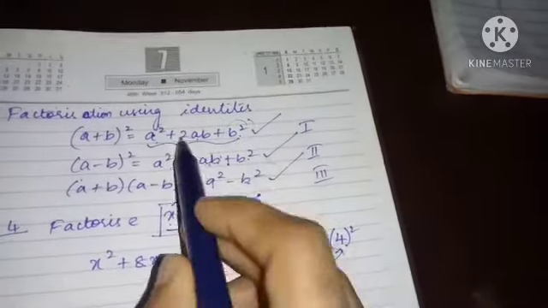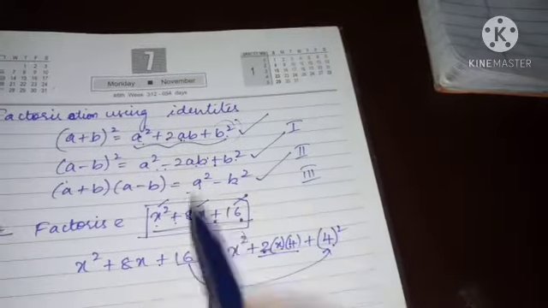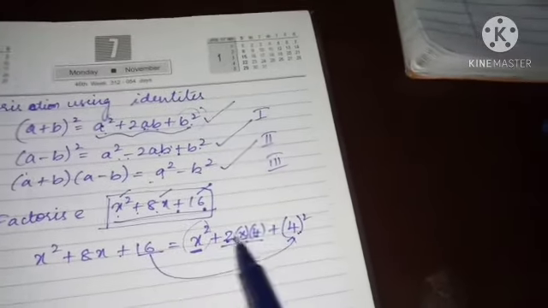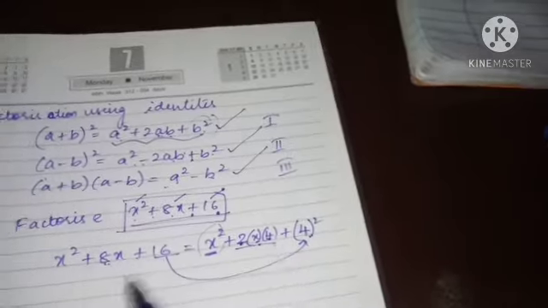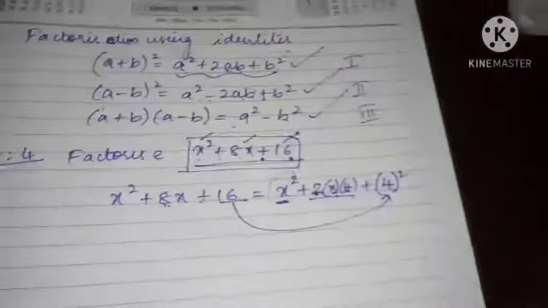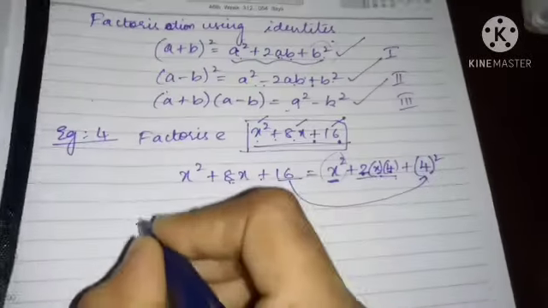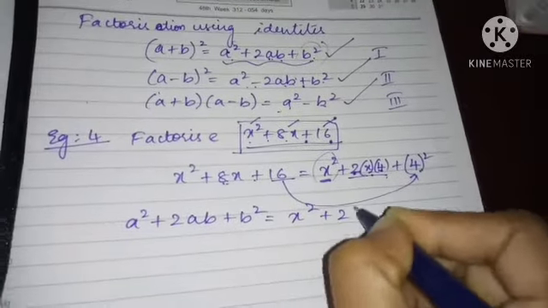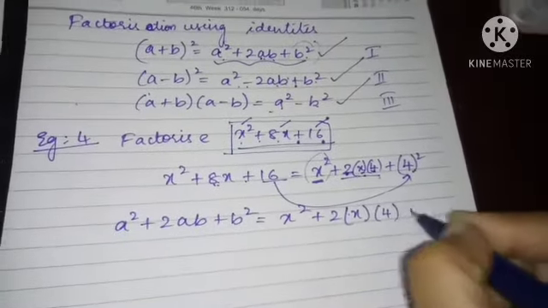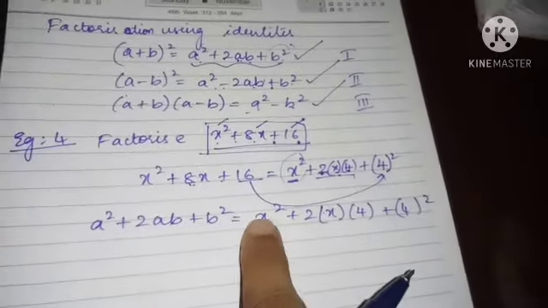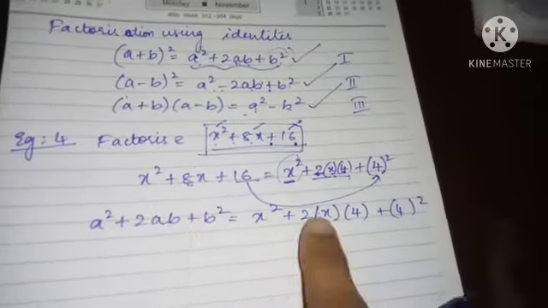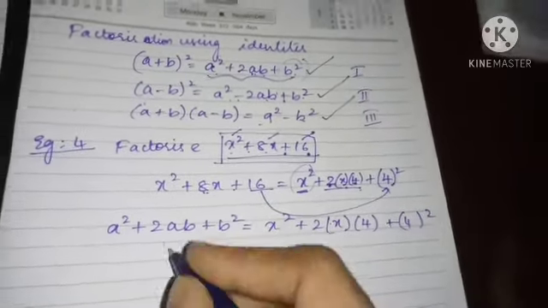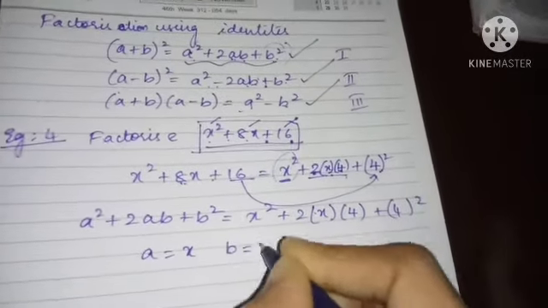See children, 2 is already there, so I am writing 2. A value is what here? X. B value is what here? 4. Upper x into 4, 4 2s are 8x. You got this, right? From this we can say that a square plus 2ab plus b square is equal to x square plus 2 into x into 4 plus 4 square. Correct? x square is a square, 2ax is 2 into x into 4, and b square is 4 square. Here a is x, b is 4.